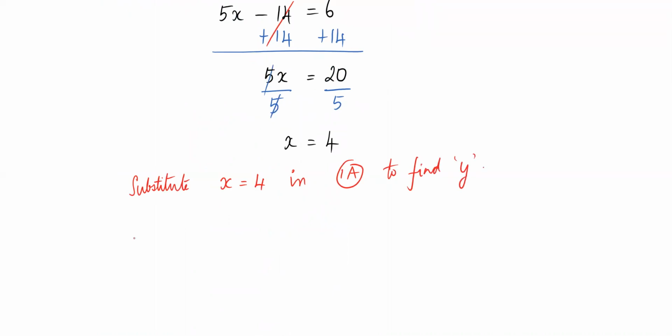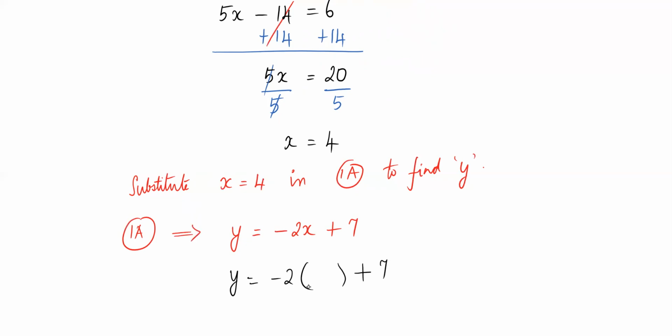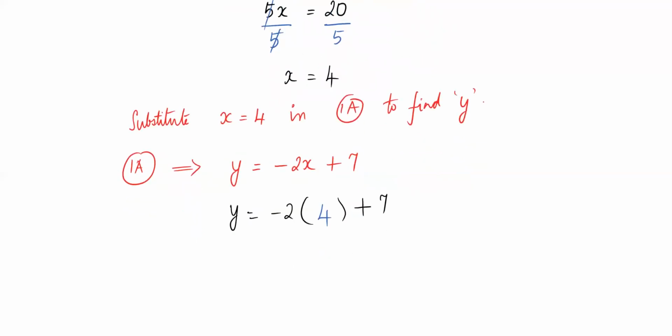Okay, so 1a is y equals negative 2x plus 7, right? So y equals negative 2 times x plus 7. x takes the value 4. Simplify this, negative 8 plus 7. y equals negative 1, right?